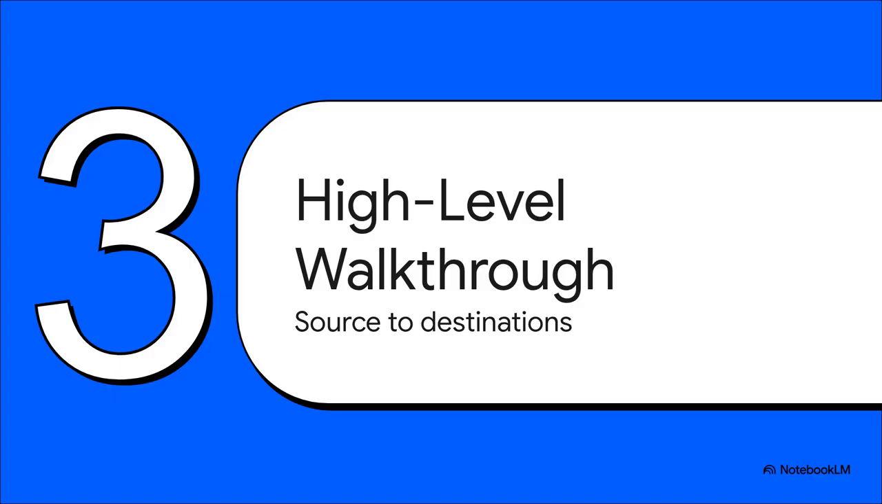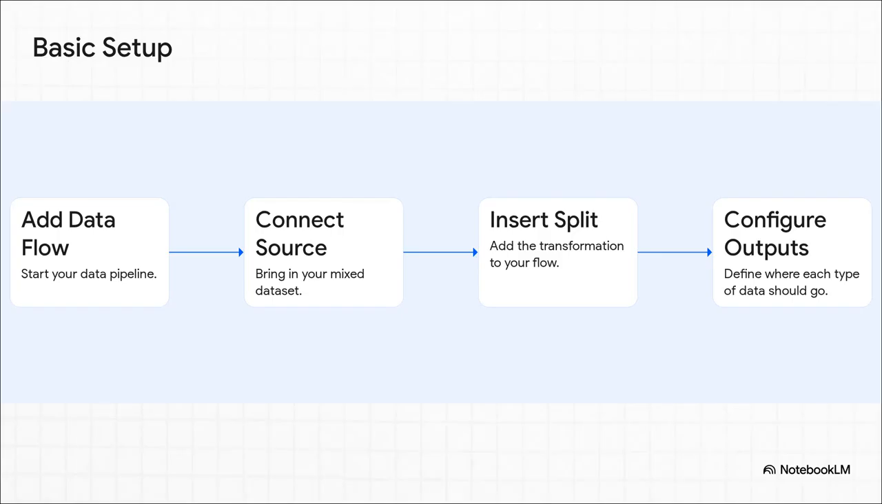So how do you actually put one of these to work? Let's do a quick, high-level walkthrough. We're not going to get bogged down in every single mouse click right now. We're just going to focus on the logic, the big picture of how you build this flow. It's really a straightforward, logical process. First, you kick things off with a data flow task. That's your main canvas. Then you connect your source data, which in our case is that employee file. Next, you drag and drop the conditional split transformation right into the flow. And finally, you set up the different output paths for where you want all the sorted data to end up.